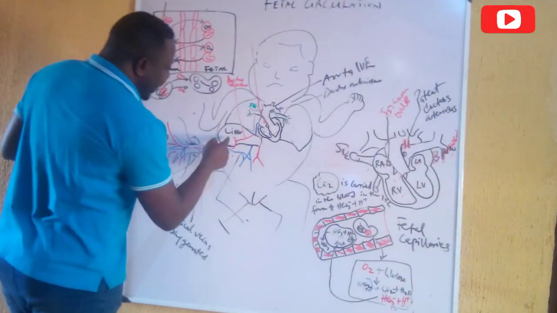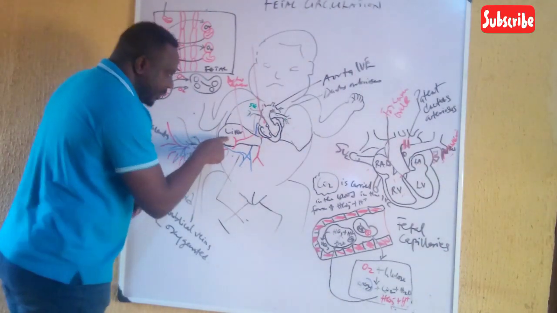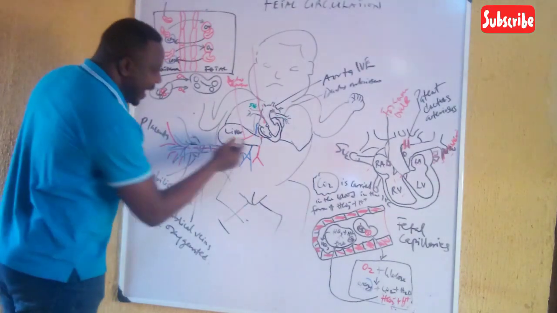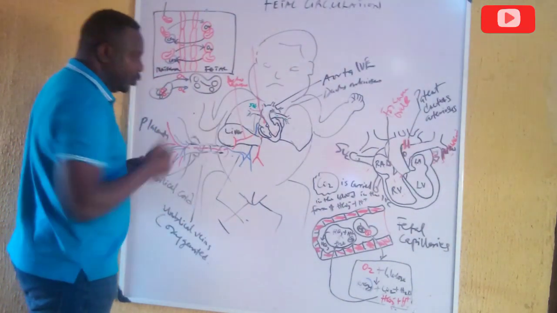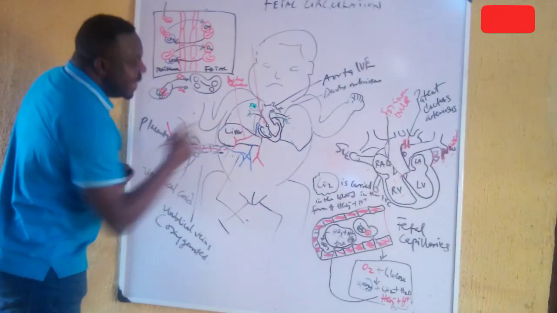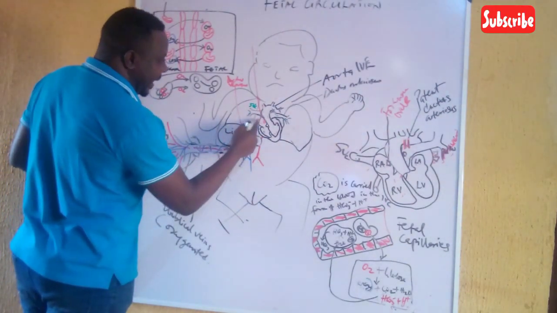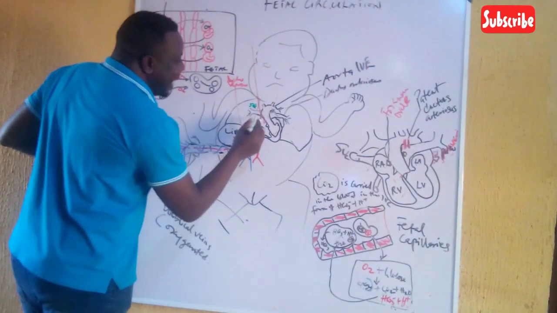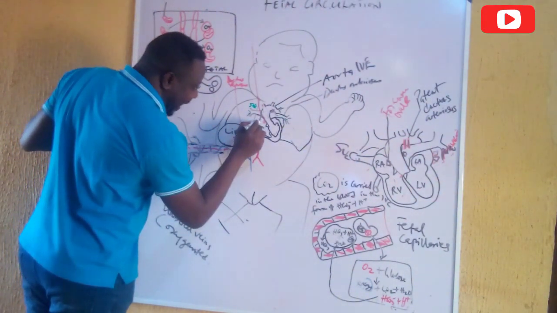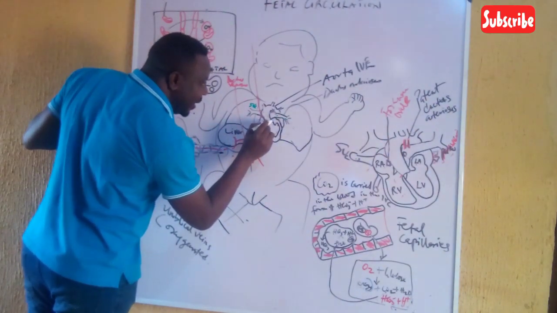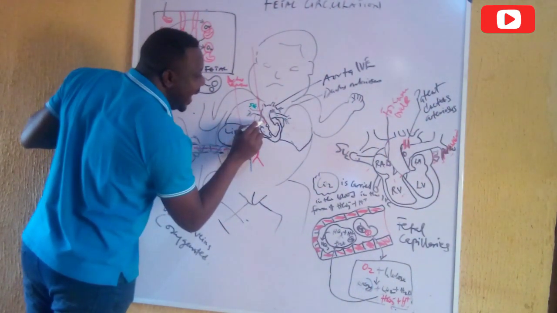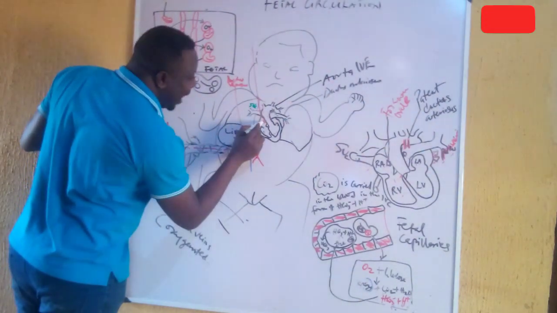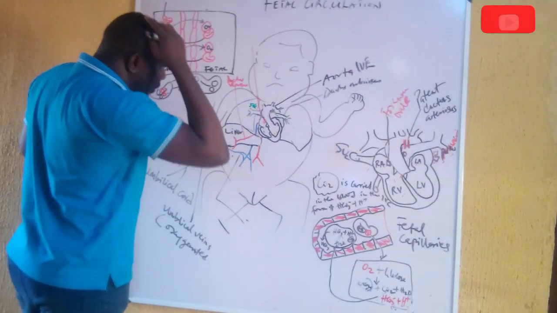Now, in the liver, some of the blood is deposited, and the majority of the blood is shunted to the inferior vena cava via a shunt that is known as the ductus venosus. Now, when the blood gets to the inferior vena cava, it is taken to the right atrium, and the majority of the blood that gets to the right atrium is shunted to the left atrium via an opening in the interatrial septum called the foramen ovale.